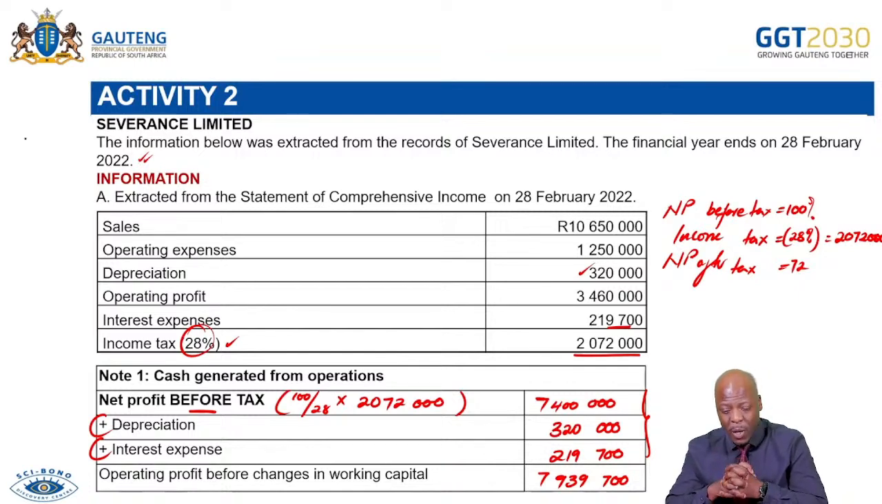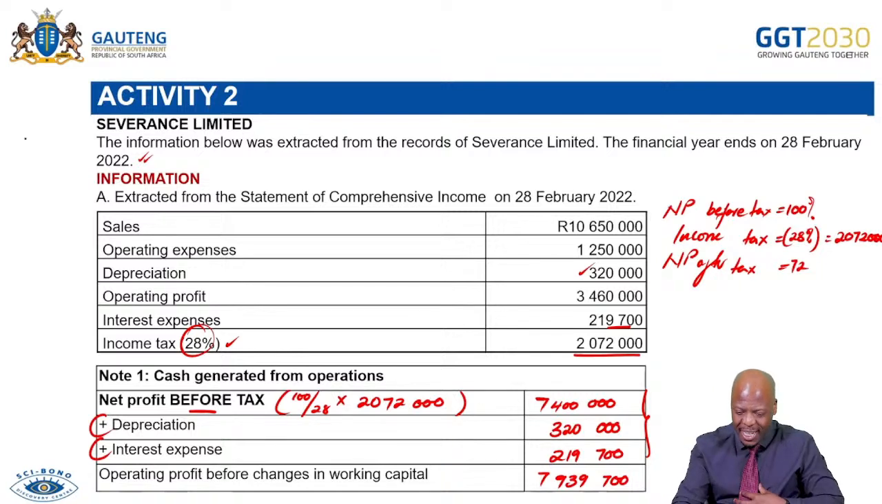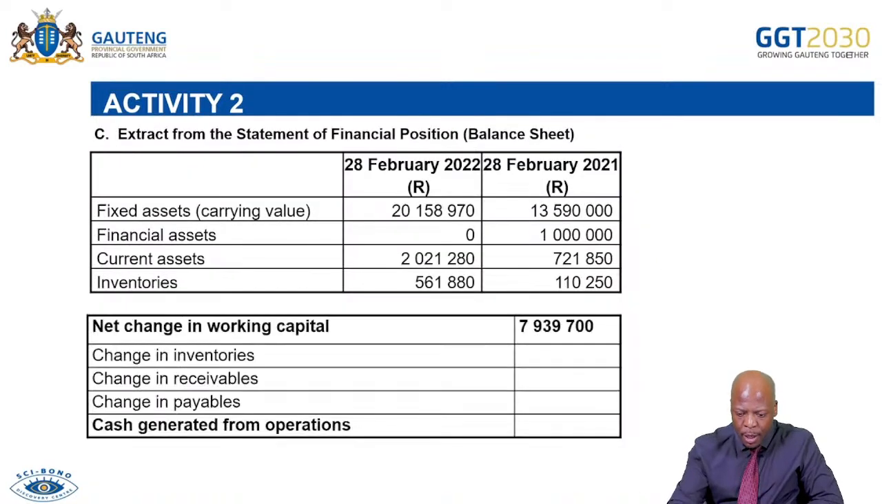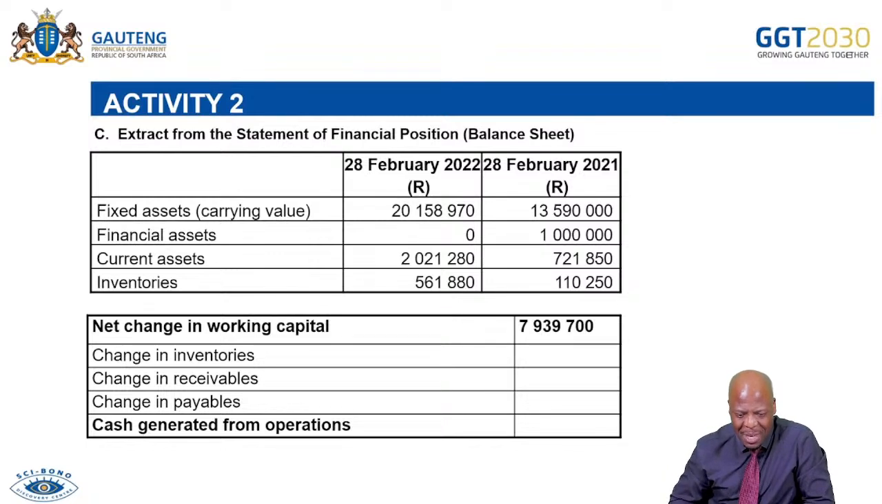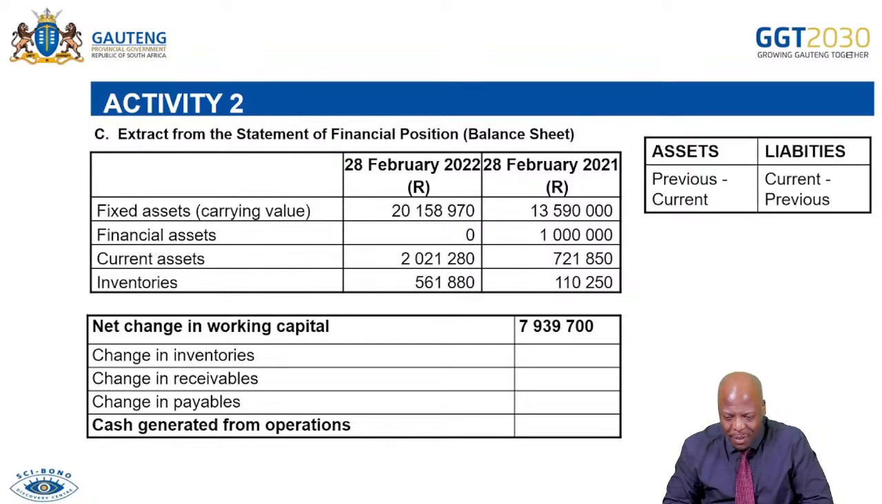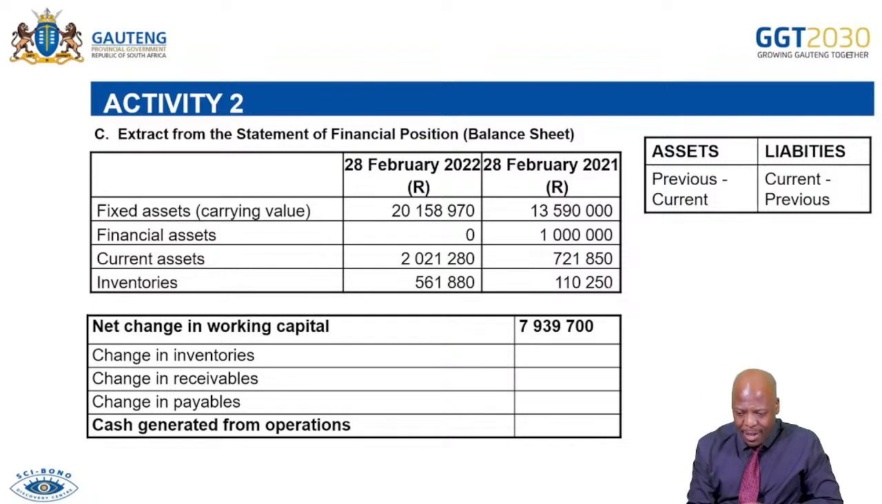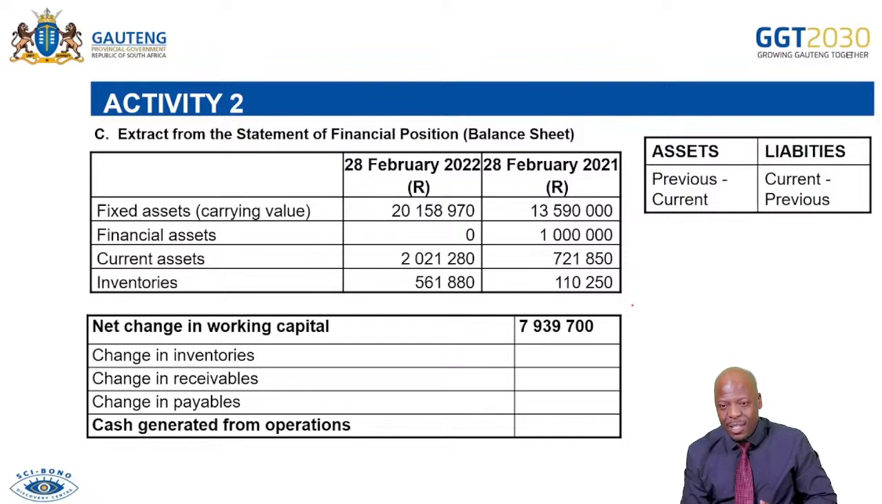Let's go on. Where do we go now? Changes in working capital. Now, on our changes in working capital, the first thing is inventory. Do you remember what I said about inventory? And you remember I promised you that I'm going to give you another formula. Inventory is an asset. Once you are dealing with assets, we're going to call this the calculator method.